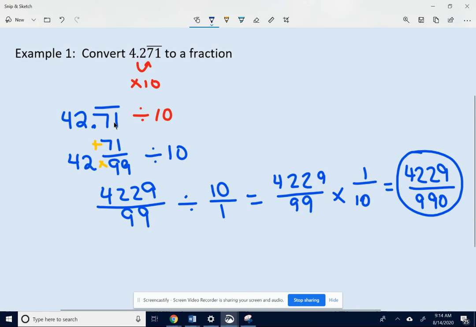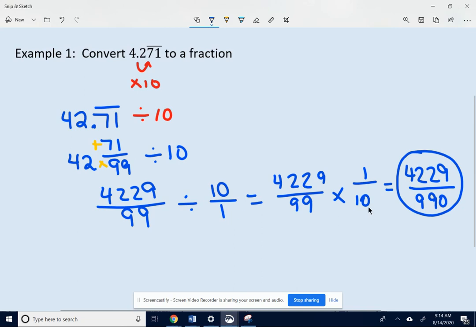I took that 0.71 repeating and knew that that was 71 over 99. So 42 and 71 over 99 divided by 10. Okay, when you're dividing involving fractions, both numbers have to actually be fractions. So I did the multiply, add, drag. I think that's how you guys learned it last year. 42 times 99 plus 71, 4,229. Keep the 99. 10 over 1.